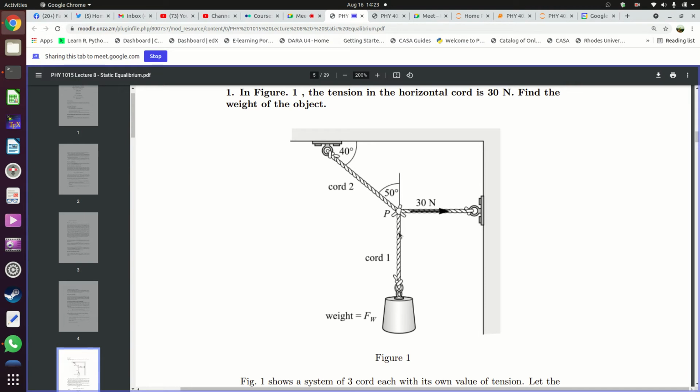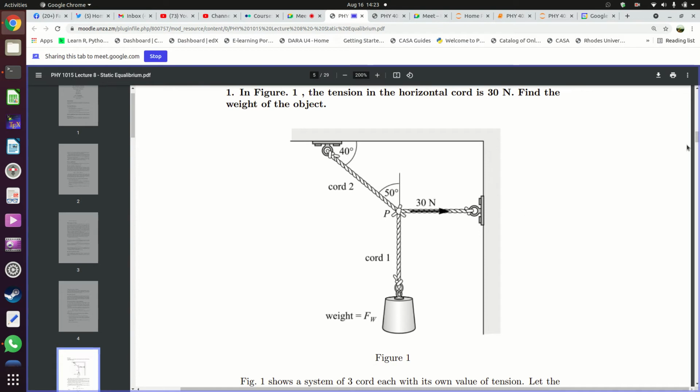Using this information, we can find the components of the tensions which live in these ropes. Since we want to keep this point P motionless, we start by designating the unknown force which lives in this chord as T1. The other force which lives in this rope, we call T2. Then this other one, we know its size: the size is 30 newtons.